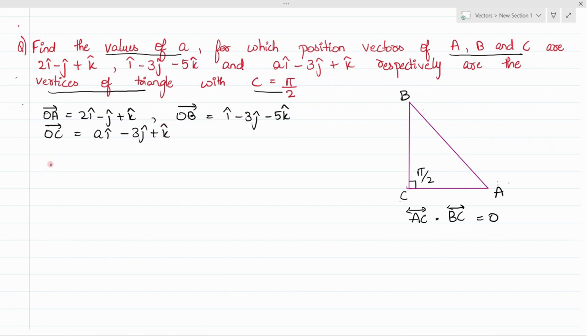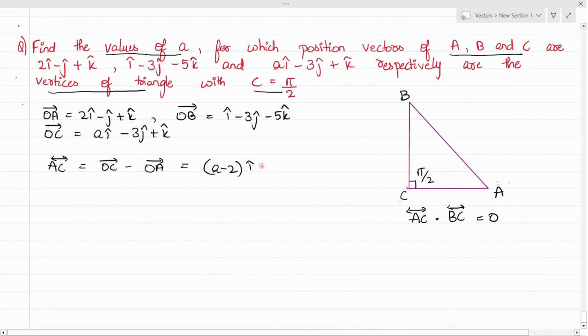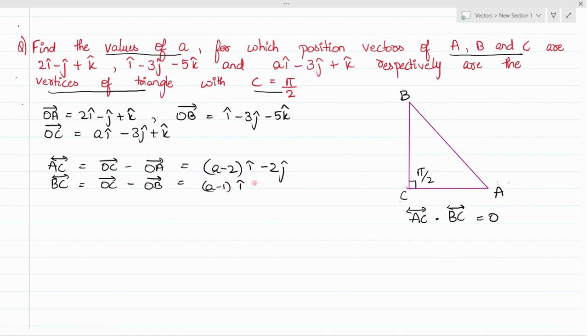So how do you find AC? AC is nothing but OC minus OA. When you do this, you will get a minus 2 i cap, minus 3 plus 1, that is minus 2j cap, plus k minus k gets cancelled. Similarly, BC becomes OC minus OB. This we can write as a minus 1 i cap, minus 3j plus 3j will get cancelled, and plus k plus 5, that is plus 6k cap.